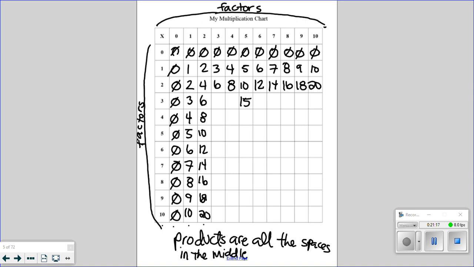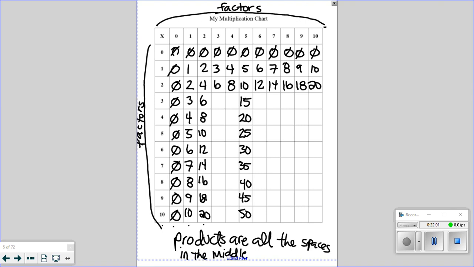Write it in there. What about 5 groups of 4? 20. There we go. 5 groups of 5? 5 groups of 6? 5 groups of 7? 5 groups of 8? 40. 5 groups of 9? 5 groups of 10? Anything else I can fill out?